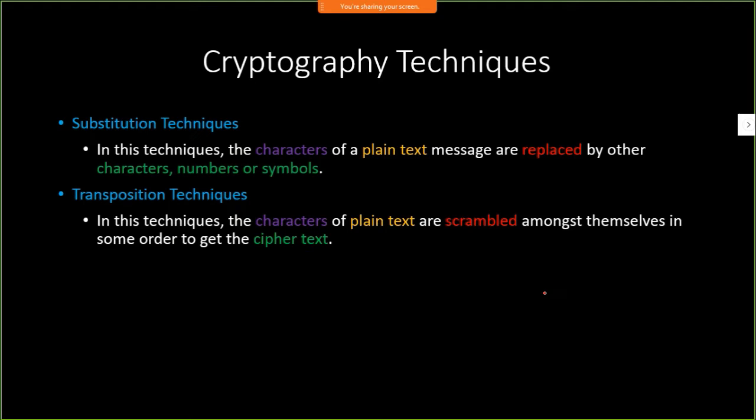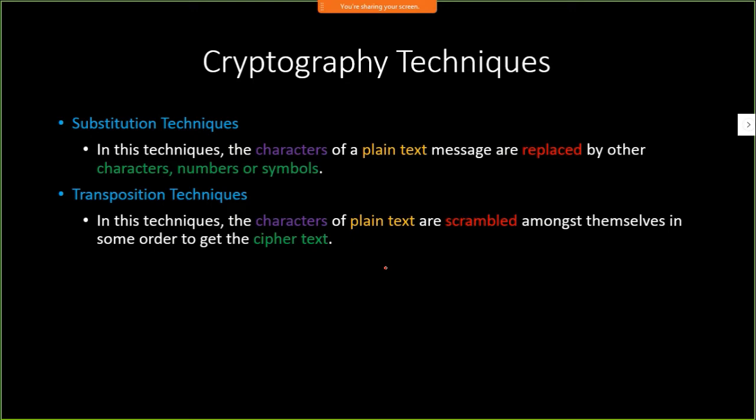In this technique, the characters of a plain text message are replaced by other characters, numbers or symbols. That means the actual plain text message will be replaced by other characters or numbers or symbols. And what is the transposition technique? In this technique, the characters of the plain text are scrambled amongst themselves in some order to get the ciphertext.